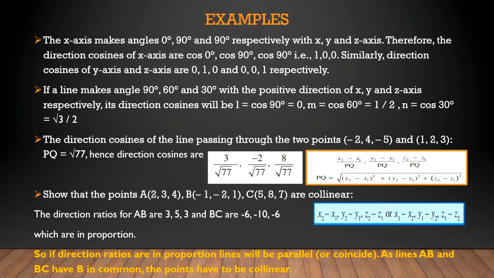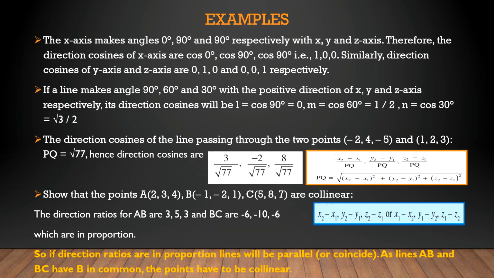You can note that the direction ratio of AB is 3, 5, 3, and that of BC is -6, -10, -6. That means, in fact, if you multiply -2 with the direction ratios of AB, then you can get the direction ratios of BC. So they are in proportion. Now you know that if the direction ratios are in proportion, what will happen? Either both the lines which are given will be parallel or they coincide.